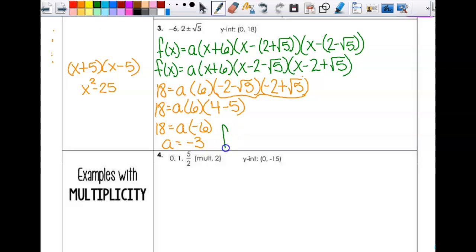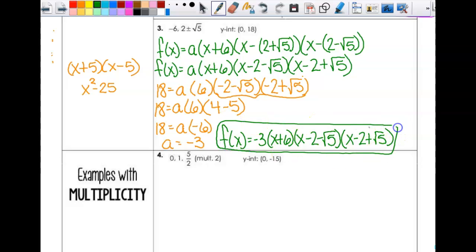So then I can write out my equation. f of x equals negative 3 times x plus 6 times x minus 2 minus the square root of 5 times x minus 2 plus the square root of 5. And that's what it looks like. Okay. What questions do you have?